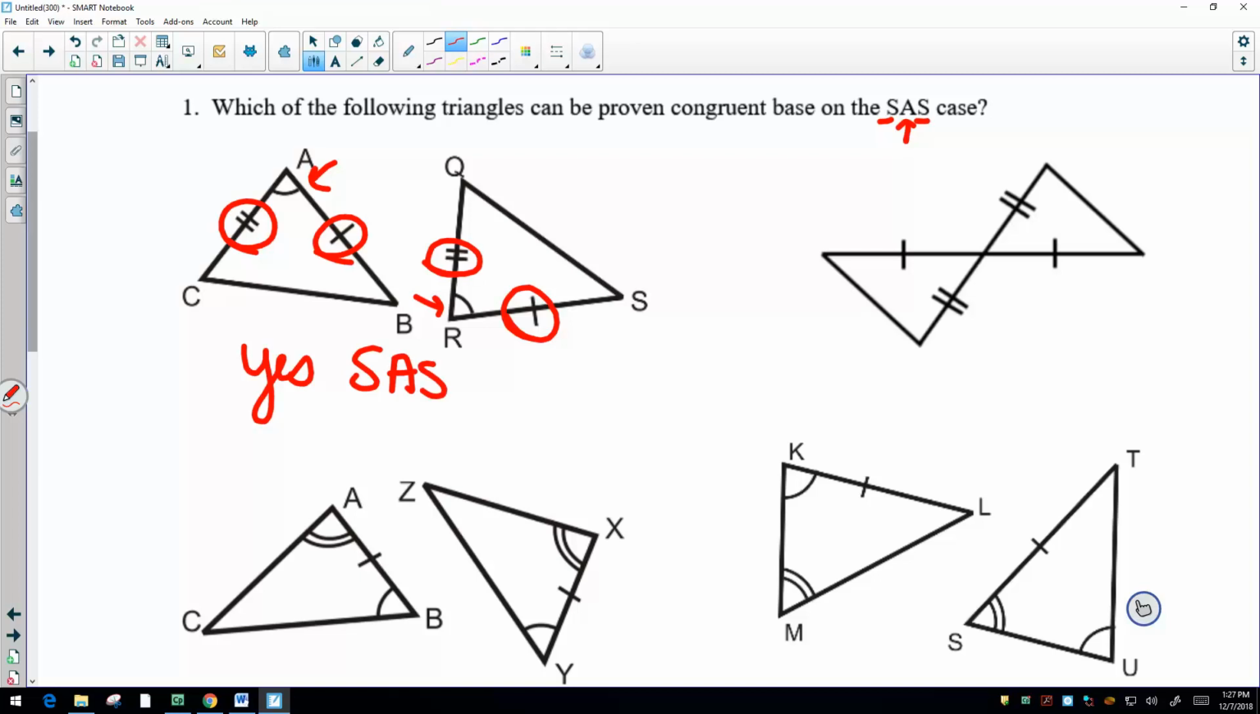This next picture to the right, again, if I'm looking at the sides, I see one set of sides, I see a second set of sides, and that included angle would be this angle here. Now, it's not marked, but I know that those angles are congruent because those are vertical angles. And since our vertical angles are congruent, I can say, yes, again, these triangles are congruent by side angle side.